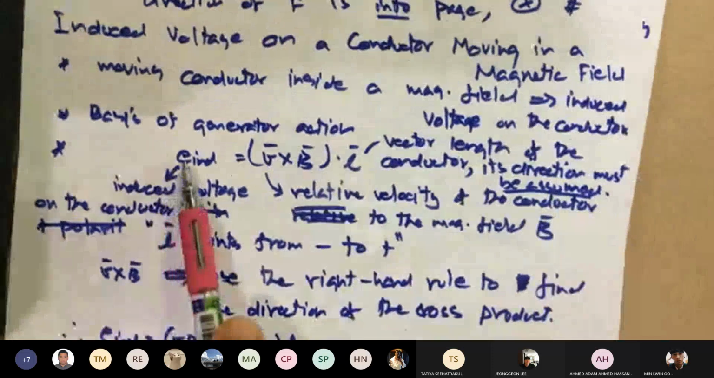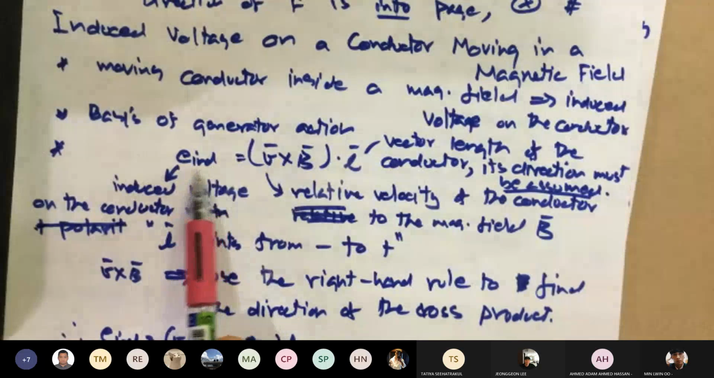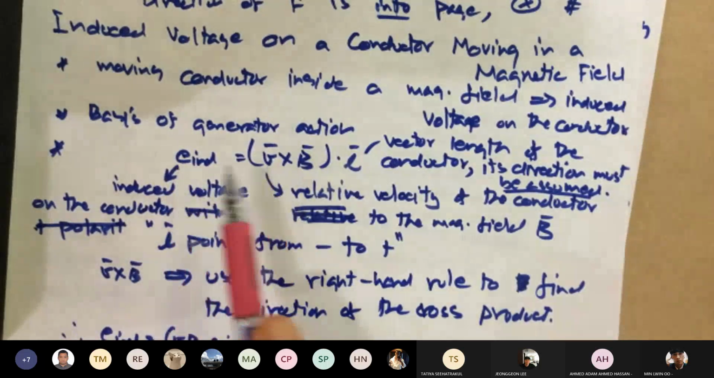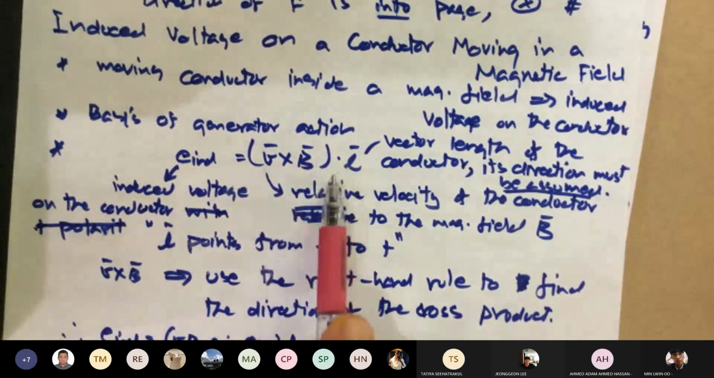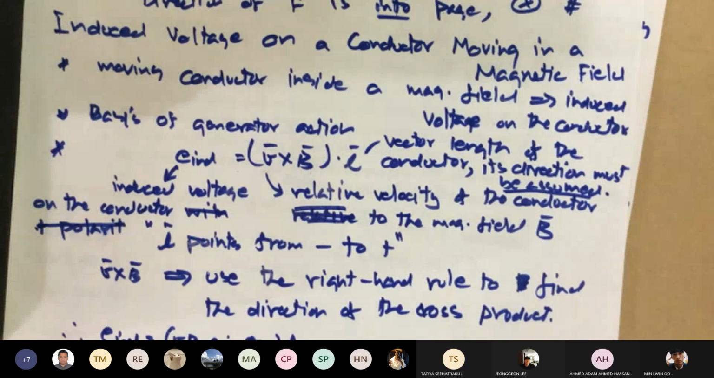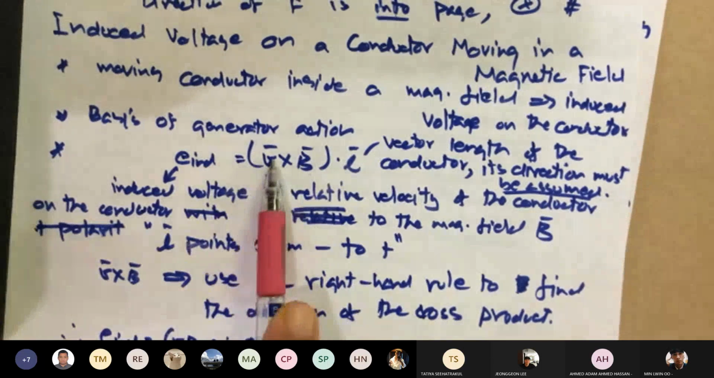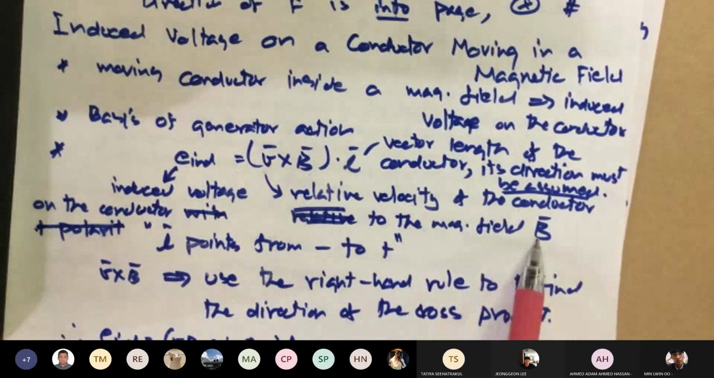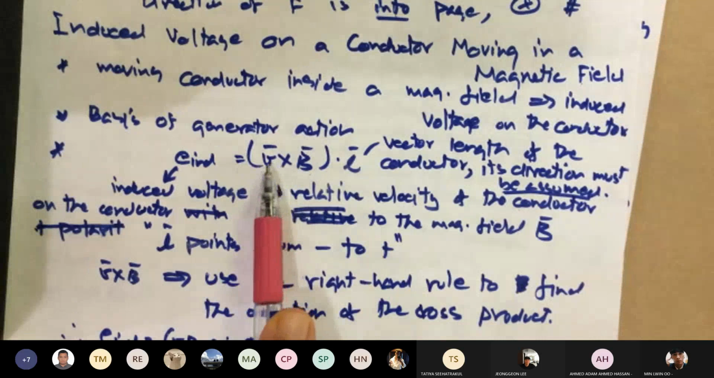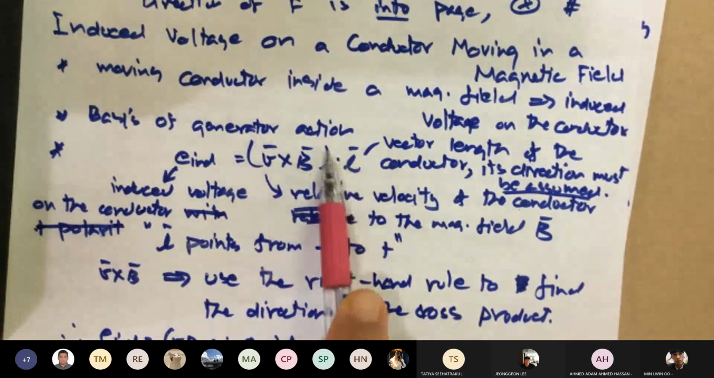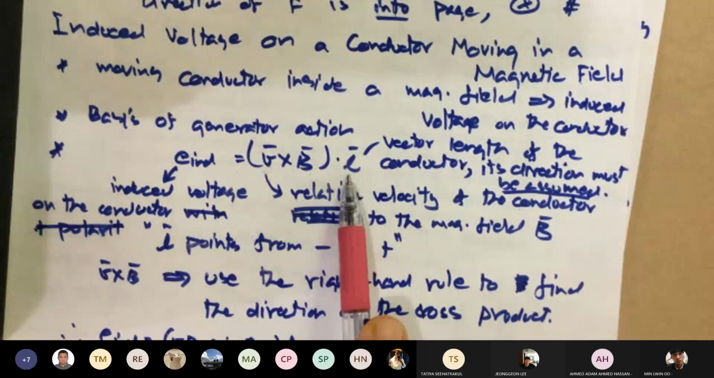The related equation is induced voltage, E subscript IND for induced, where E is voltage: E_ind = (v cross B) dot L. Now, don't get confused. V in this case is the relative velocity of the conductor to the magnetic field. This is not voltage, it's lowercase v. Vector v crossing with vector B, then the resulting product is dotted with vector L.